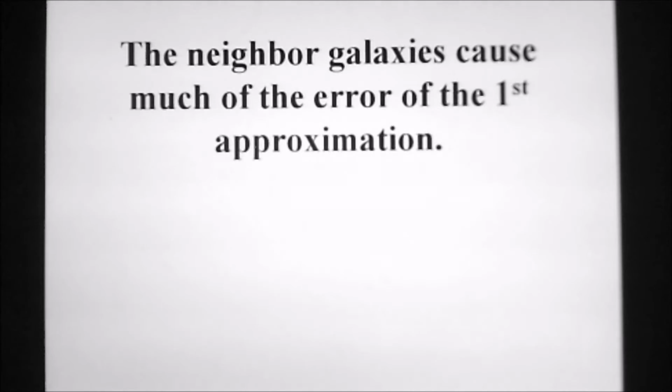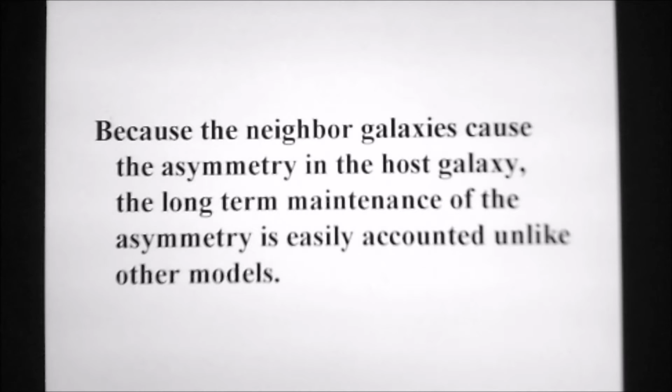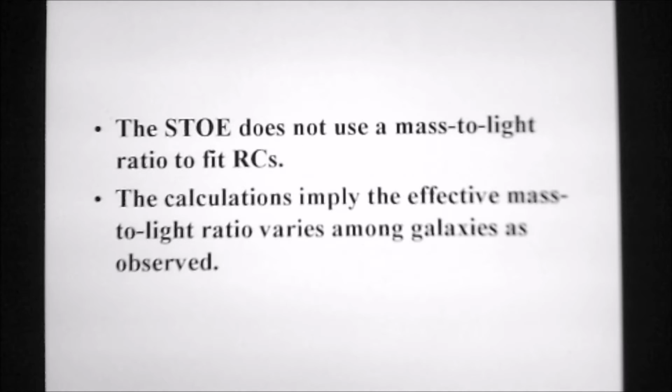The neighbor galaxies cause much of the error in the first approximation. And when other people do the measurements, the neighbor galaxies would also be better for them. Because the neighbor galaxies cause the asymmetry in the host galaxy, the long-term maintenance of the asymmetry is easily accounted for, unlike other models. The STOE does not use a mass-to-light ratio to fit RCs. The calculations imply the effective mass-to-light ratio varies among galaxies, as has been observed.